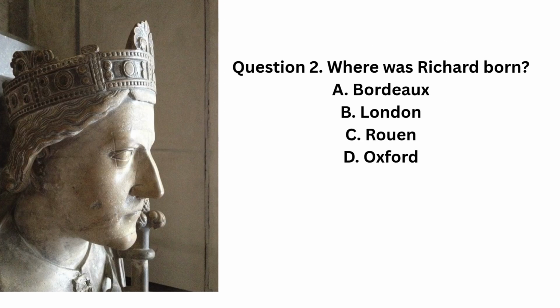Question 2. Where was Richard born? A. Bordeaux. B. London. C. Rouen. Or D. Oxford.